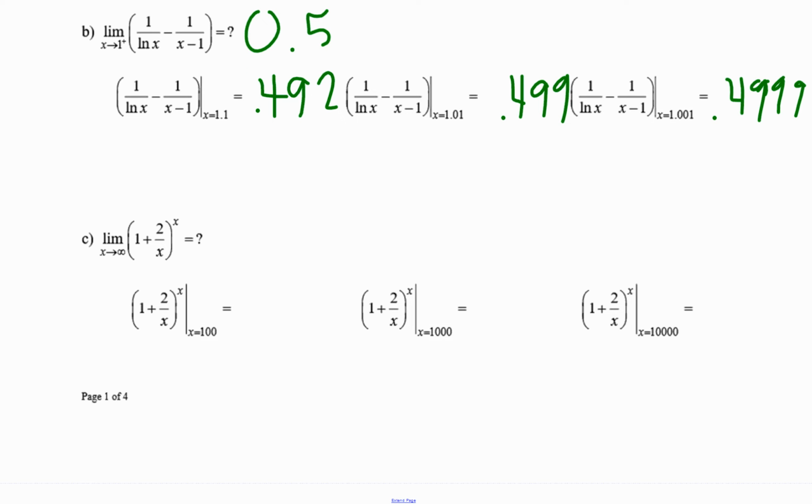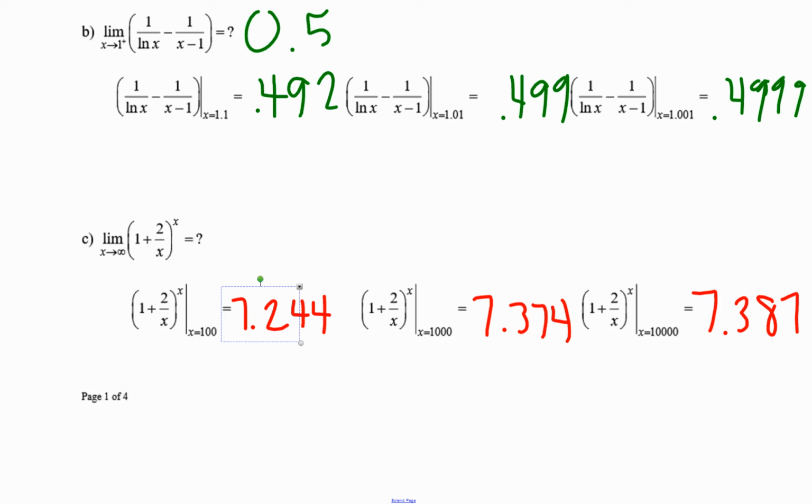And then we have this one here. That looks familiar, or does it? We're in the limit as x approaches infinity, so we're going to make the x's bigger and bigger. So this goes 7.244. And then we go x is 1,000, 7.374. So it didn't grow very much in 900, and then we go 9,000 more to x approaches 10,000, and we get 7.387. So it is approaching something, but maybe we're not really sure.